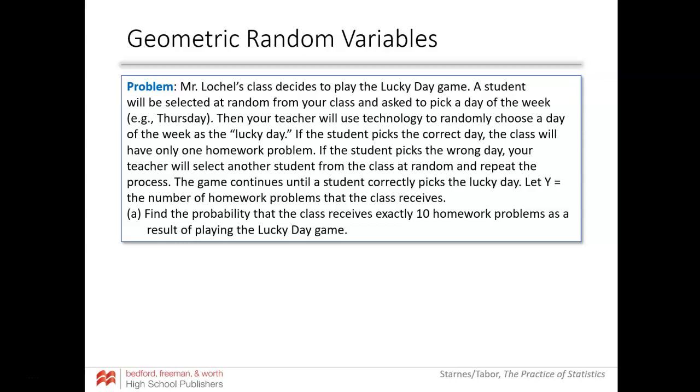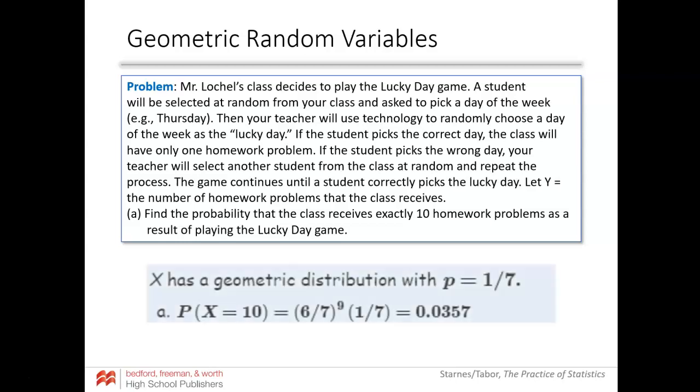So find the probability that the class receives exactly 10 homework problems. So what's the probability that they play this game? And he keeps going until he gets to the 10th kid and then, oh, bad news, guys. So I had to snip this from the book because there was a typo. I'm telling you guys, there's so many typos. It's crazy. It has a geometric distribution of, now notice we don't have an n because it's geometric. All we have is a p.